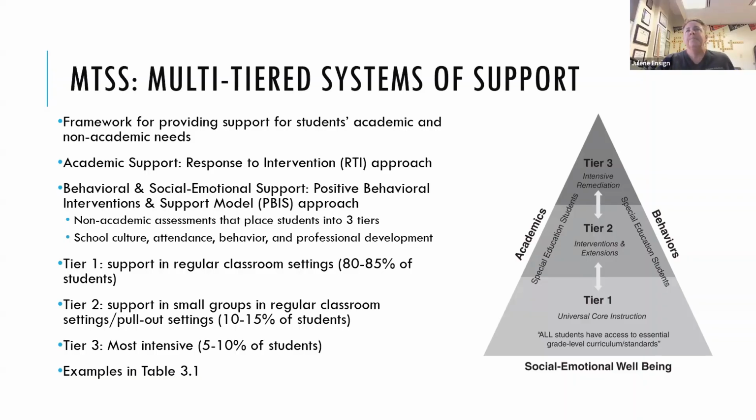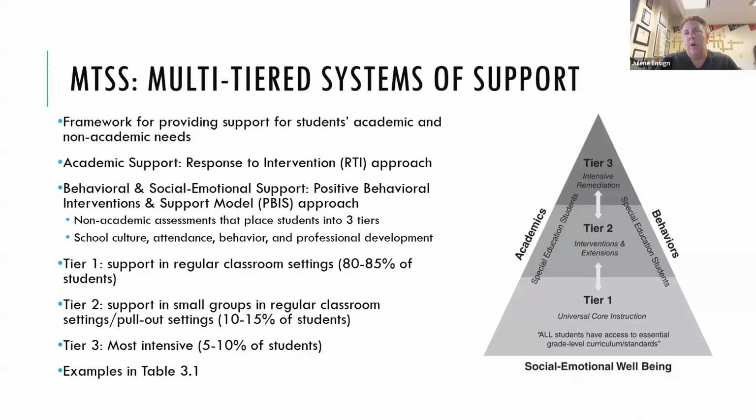In tier two, that's about 10 to 15% of students. These are students who need a little bit more help. They may need extra time on a test. They may need to be pulled out and have some intentional reading time off on the side. They may need some therapy, but they're going to be in smaller groups so they get more intensive help and or pulled out for specific types of help.